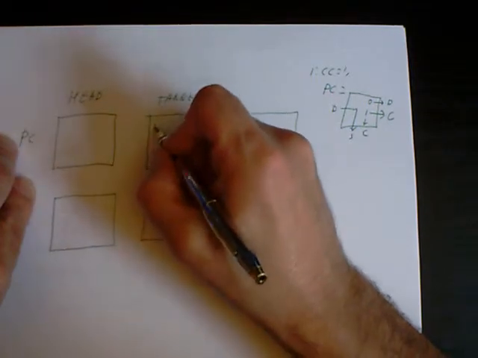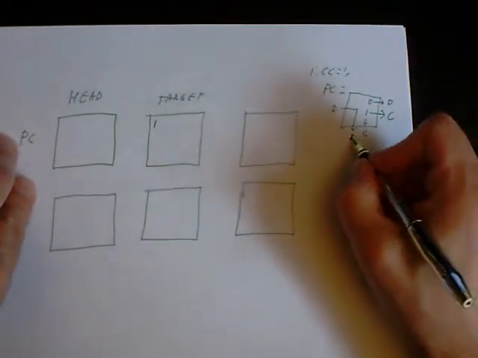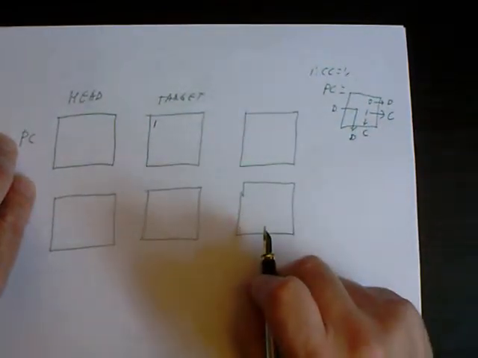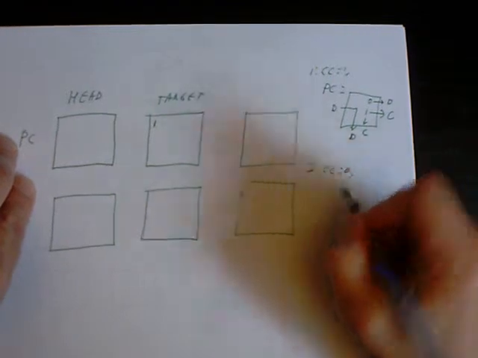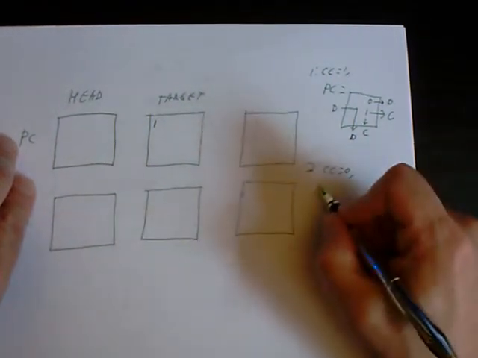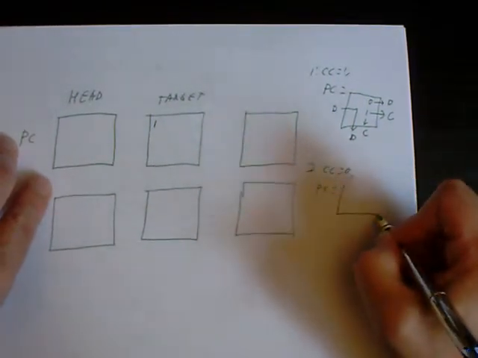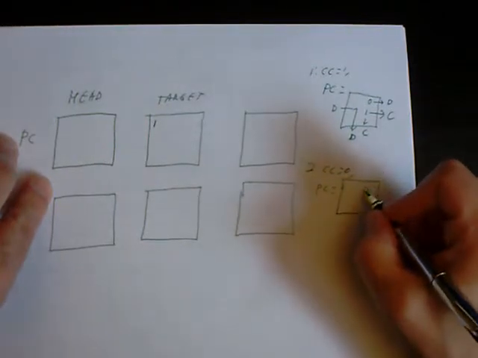Okay, so what have we done? Step 1, we've programmed our target, and we've given it basically this configuration. In step 2, we set the control channel to 0, and we set the program channel equal to our usual CC cell.